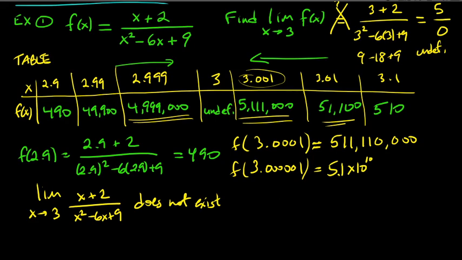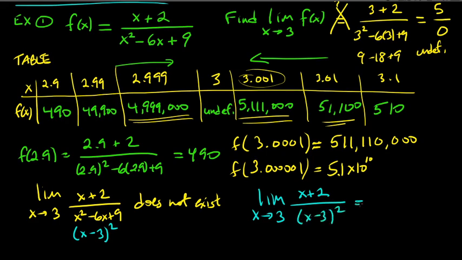On the other hand, we could also say that this limit, as x approaches 3, again, same function. And in fact, we can see what goes wrong here. If we factor the denominator, we actually just get x minus 3 squared. So the denominator gets smaller. It's getting closer to 0. The numerator is not getting bigger. It's getting closer to 5. But it doesn't matter. If the numerator is 5 and the denominator gets smaller and smaller and smaller, the whole thing just gets bigger.